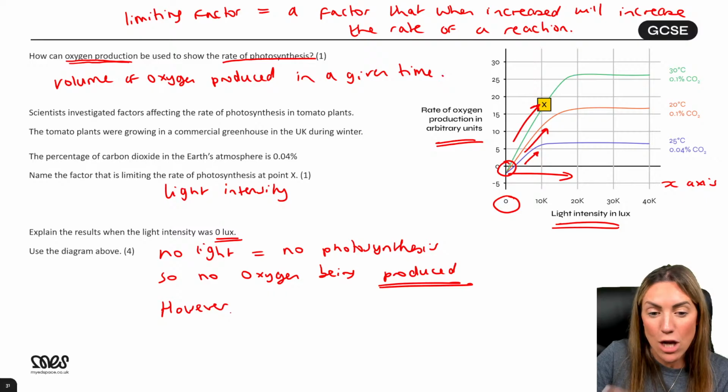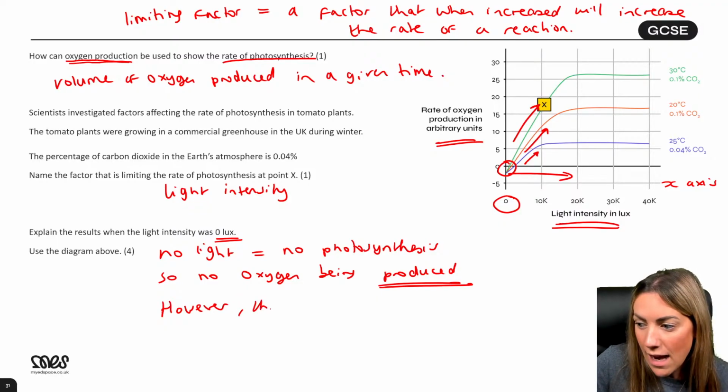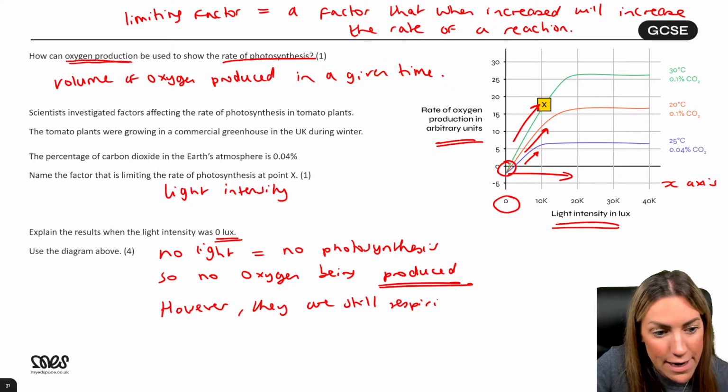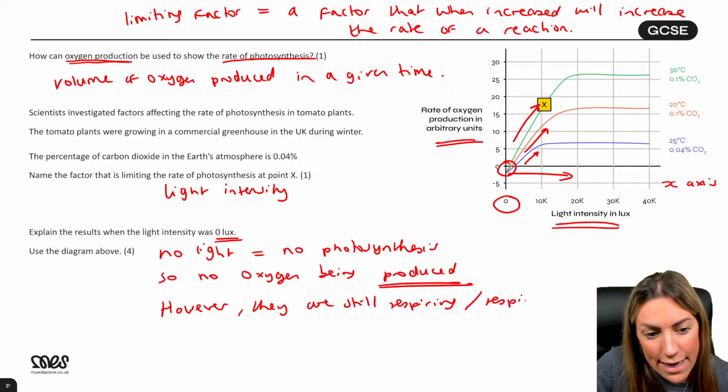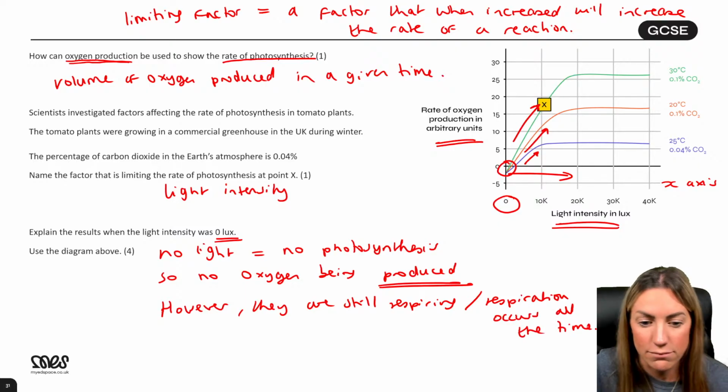Remember, plants respire and photosynthesize. This is where students fall apart. When it's light, they can do both. When there's no light, they are still respiring. Respiration happens 24/7 in all living things. However, they are still respiring, or you could say something like respiration occurs all the time. Something like that. Yeah.